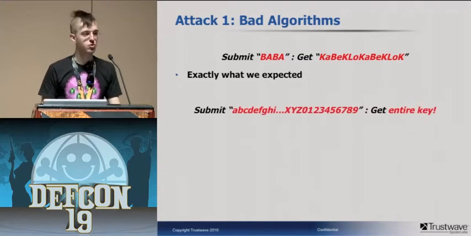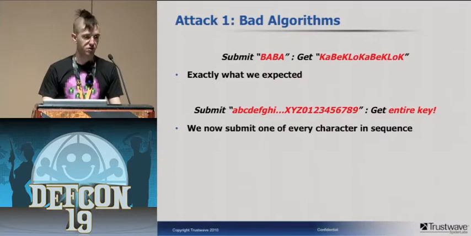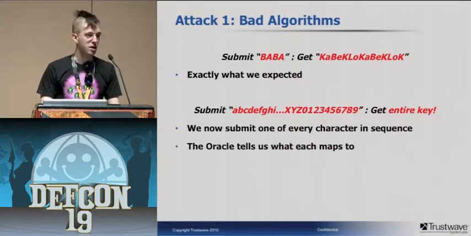So next thing we'll do is just submit every character, and we get back the entire key. So we see what every character is substituted to. This is a trivially weak cipher, and the Oracle has helped us totally destroy it.